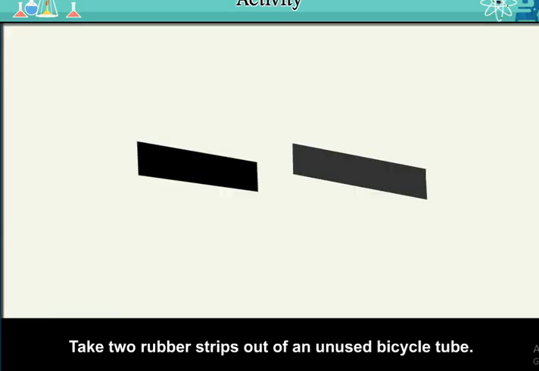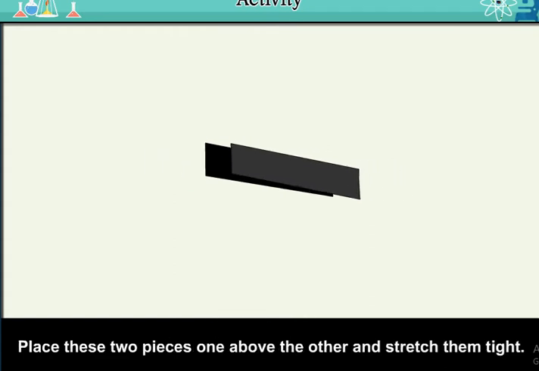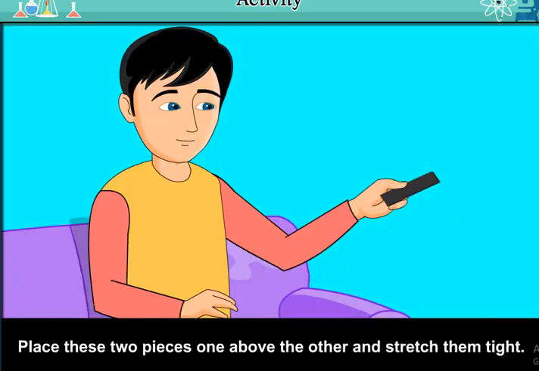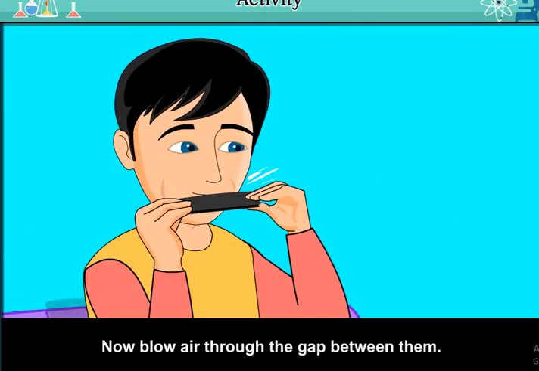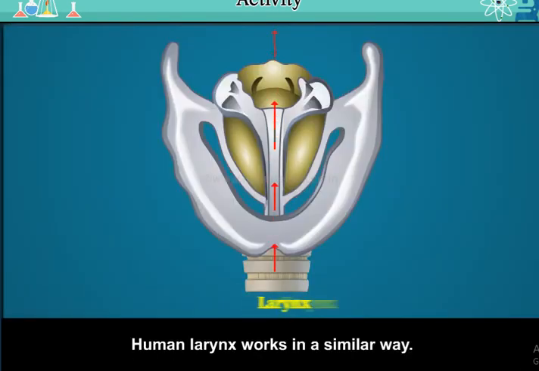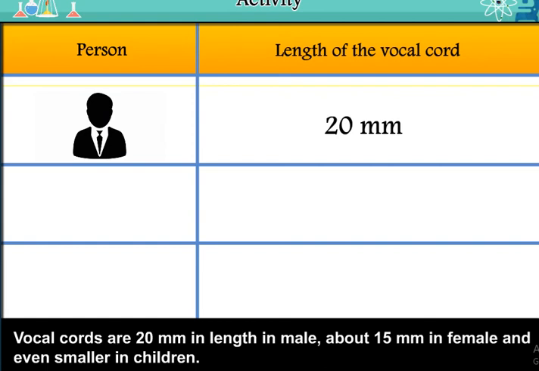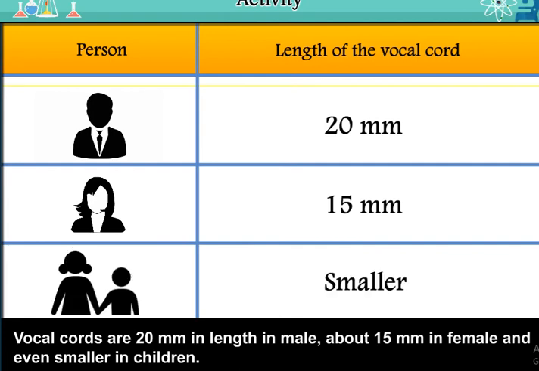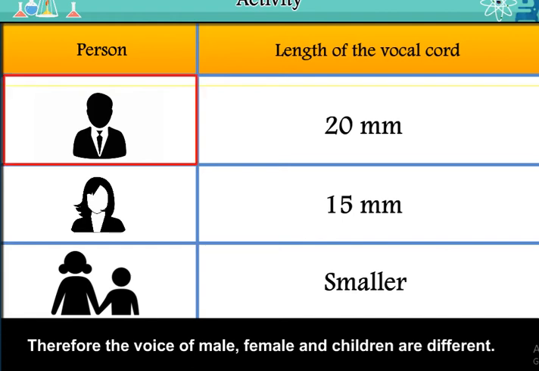Take 2 rubber strips out of an unused bicycle tube. Place these 2 pieces one above the other and stretch them tight. Now blow air through the gap between them. As the air blows through the gap between the rubber strips, a sound is produced. The human larynx works in a similar way. Vocal cords are 20 millimeters in length in males, about 15 millimeters in females, and even smaller in children. Therefore, the voices of males, females, and children are different.